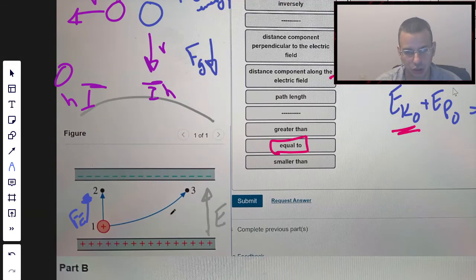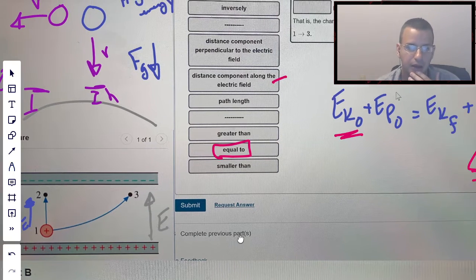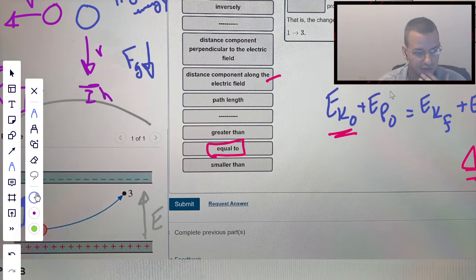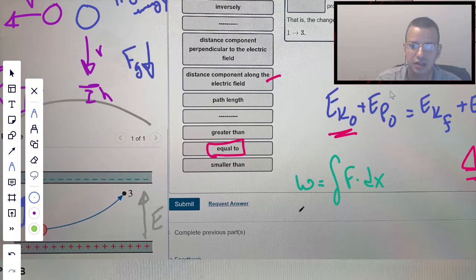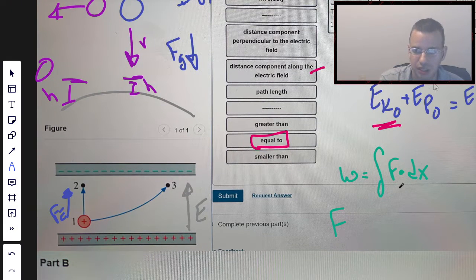So yes, delta U between these two points, the change from 1 to 2 and 1 to 3, is going to be the same. Another way of saying this is that it's a conservative field, and a more mathematical way of saying this is work equals the integral of F dot dx. The dot product means that only the force that's parallel to the displacement is counted.